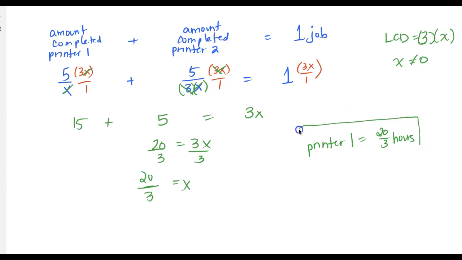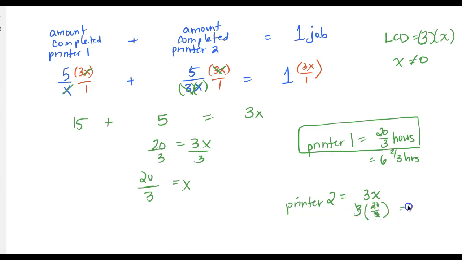If it's helpful to you, you could write that as a mixed number. So that would be 6 2/3 hours for printer 1, just to give it a number that's maybe easier to think of. So a little bit more than 6 hours, but less than 7. Printer 2, we said, was 3 times x. So 3 times our 20/3 reduces to 20 hours. So the printing job would take printer 2 alone 20 hours.